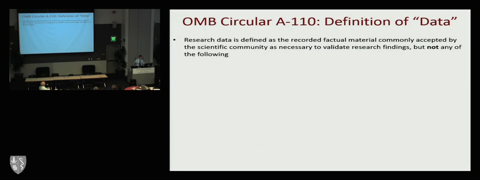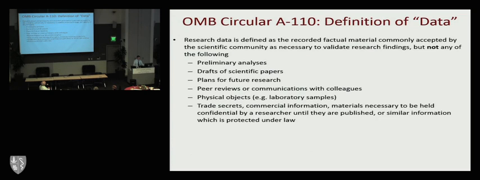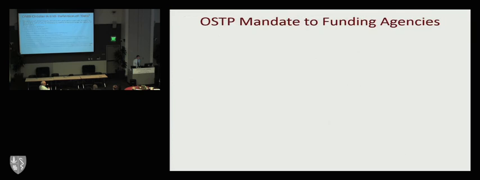So research data is defined as recorded factual material commonly accepted by the scientific community as necessary to validate research findings, but not any of the following: preliminary analyses, drafts of scientific papers, plans for future research, peer reviews or communications with colleagues, physical objects, e.g. laboratory specimens, trade secrets, commercial information, materials necessary to be held confidential by researchers until they are published, or similar information which is protected under law, and personnel or medical information and similar information, the disclosure of which would constitute a clearly unwarranted invasion of personal privacy. So there are several things that we all worry about in terms of having to make our data available that aren't included in the government definition of data.